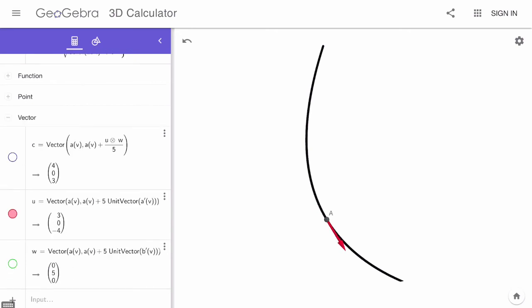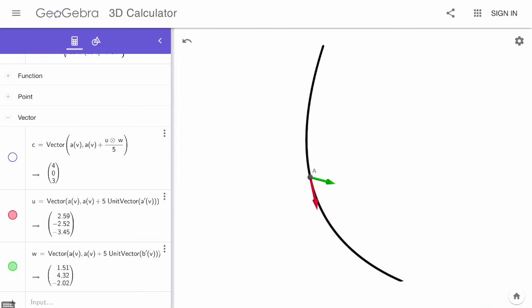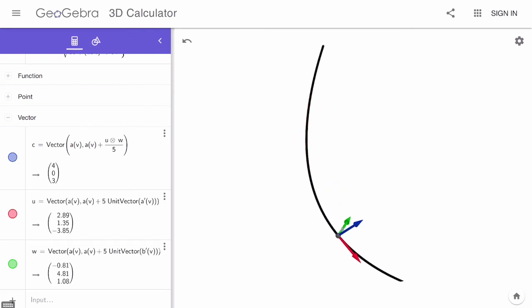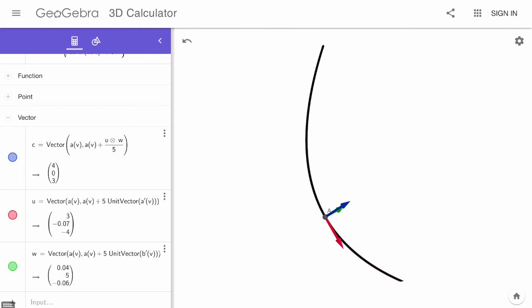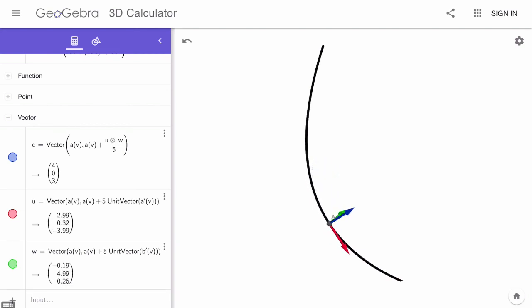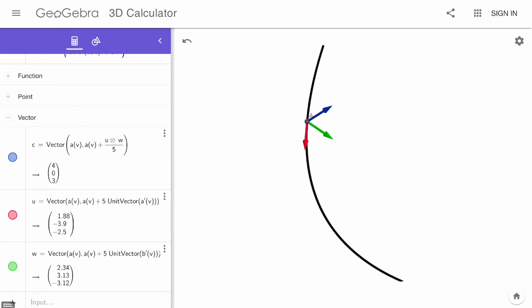So there's the tangent vector, just showing you where the curve is headed at different values of t. There's the normal vector, which is telling you which direction the tangent vector is headed. And then there's the binormal vector, which is orthogonal to your unit tangent vector and the normal vector. Notice that GeoGebra tells us that that binormal vector is 4, 0, 3. That's not actually the same as what we calculated.